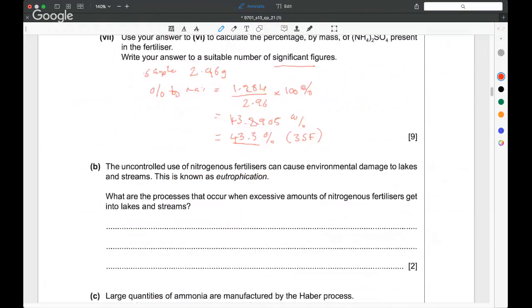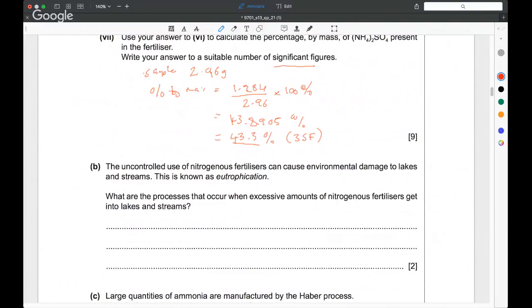Okay. So we've been doing some quantitative work, and now we've just got some descriptive work to do, talking about the use of fertilizers. If too much of the fertilizers end up in rivers, you get this effect called eutrophication. Basically, that means that the aquatic plant life, algae and plants, overgrow. There's so much fertilizer that they grow much more than they should. There's an overgrowth.